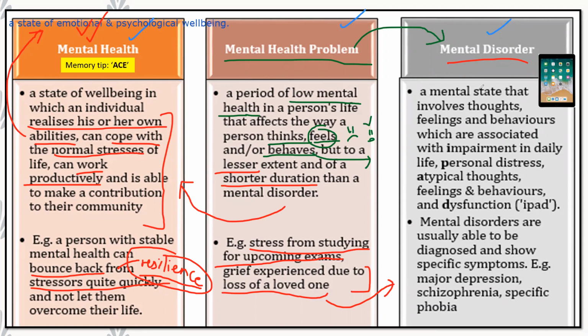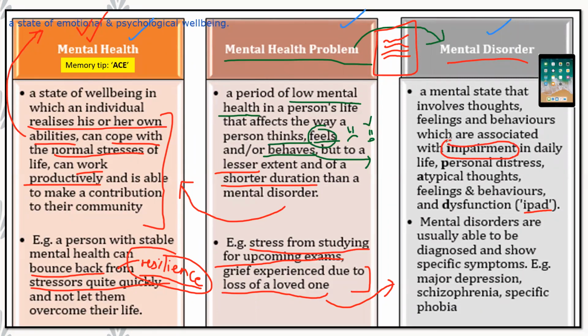Okay, the last thing that we're looking at here is mental disorder. We've got a picture of an iPad here because that's the memory tip that we use to remember the characteristics of a mental disorder. It's important for you to know the characteristics, because if we give you a scenario or a case study in a SAC and ask, to what extent is Jennifer experiencing a mental disorder? Or do you think Jennifer is experiencing a mental disorder? Justify your response.